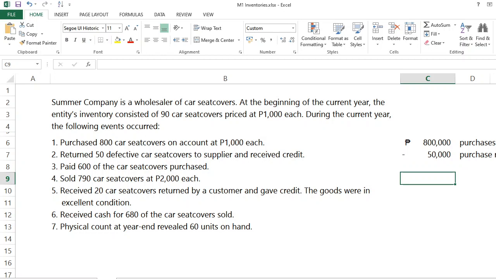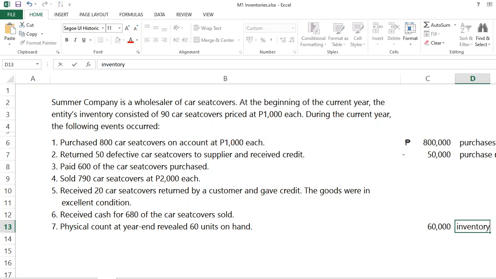Then, sold 790. Ayan. So, meron kang nabenta na 790. Okay. And then, you received 20,000 car seat covers returned. Ay, ano to? Sales return, right? And then, you received cash 680. Ay, nagbayad na. So, gawan nyo na lang ng entries para makita na to kung unsa ang flow. And then lastly, physical count, 60,000. And this 60,000 is your inventory end.